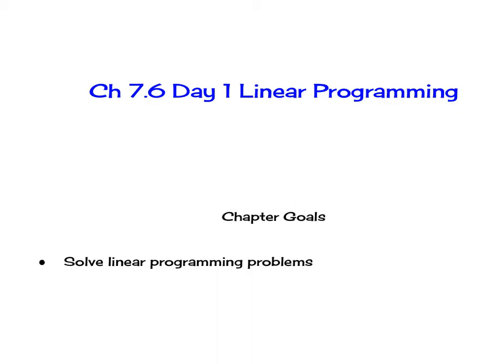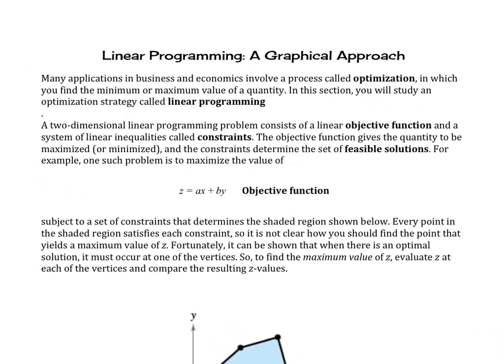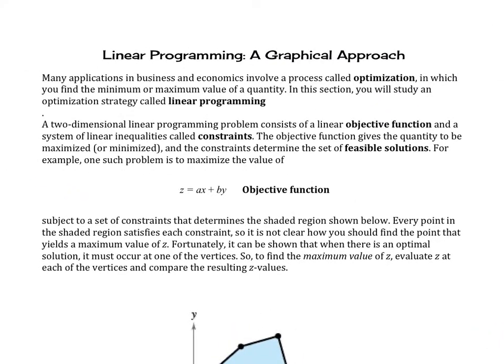7.61, we're looking at linear programming. So let's get a little bit of an introduction. Many applications in business and economics involve a process called optimization, in which you find the minimum or maximum value of a quantity. In this section, we will study an optimization strategy called linear programming.